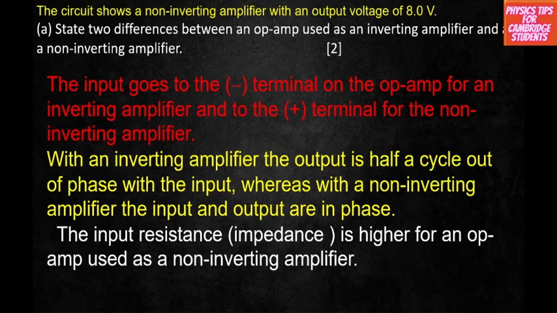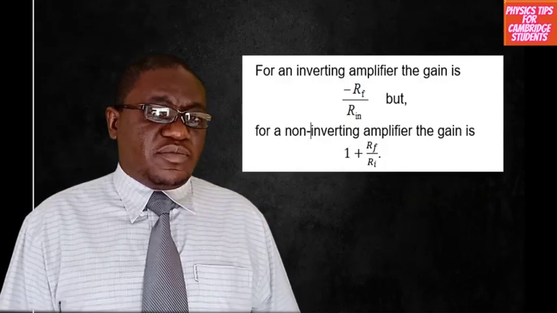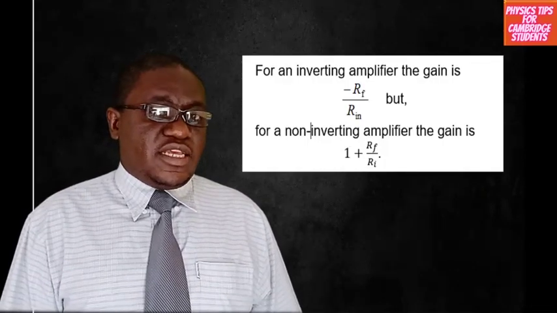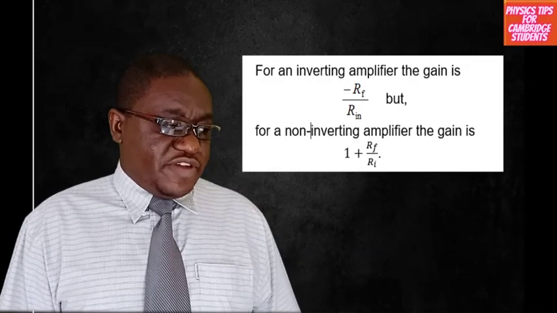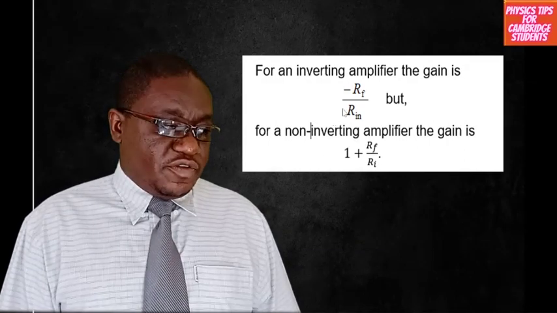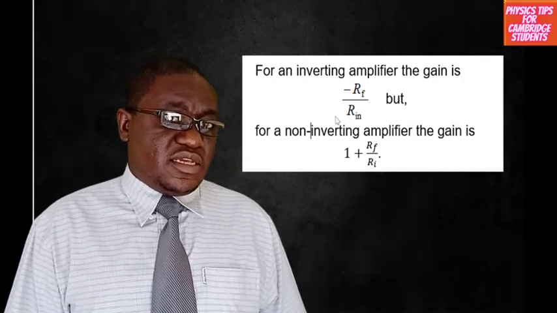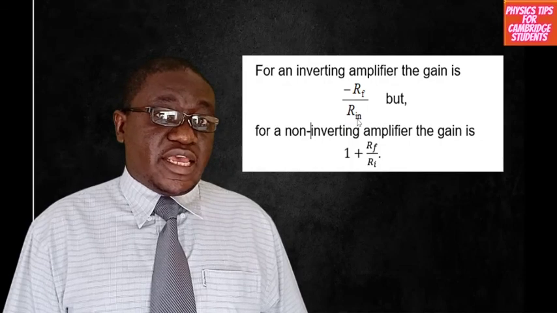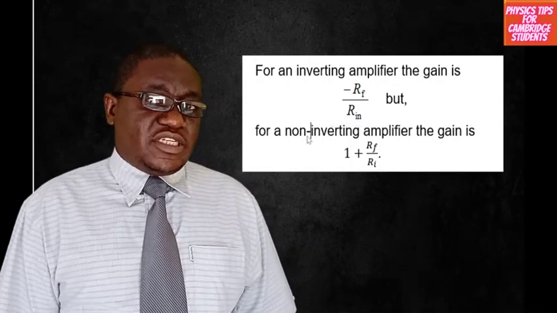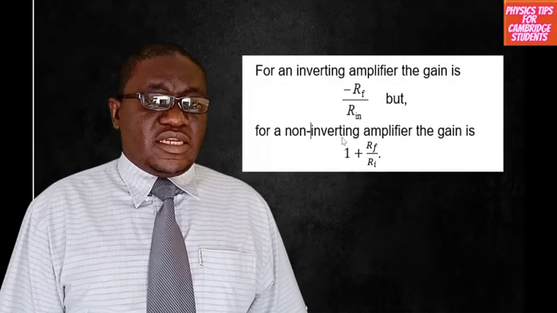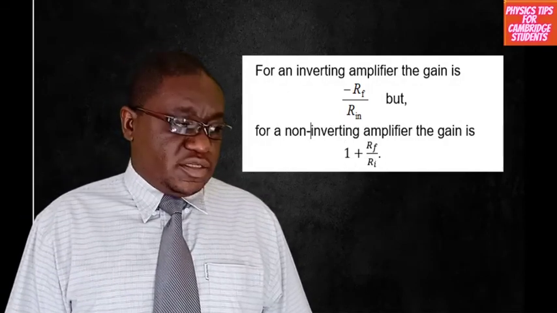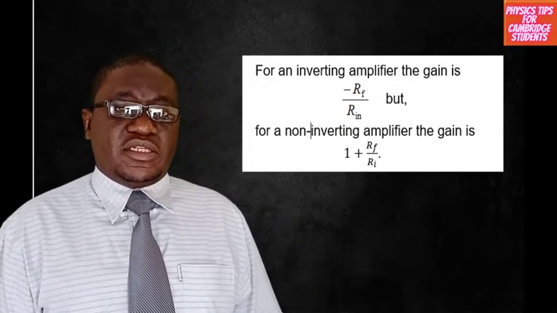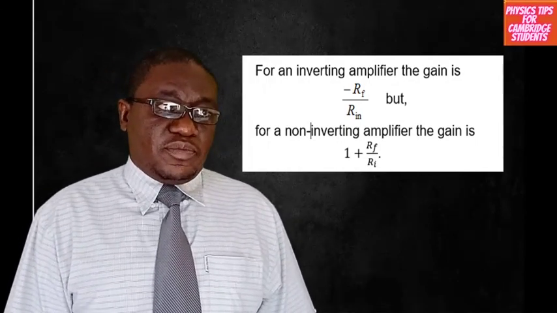The input impedance is higher for an operational amplifier used as a non-inverting amplifier as well. Also, you can distinguish them in terms of the gain. Now, the gain in an inverting amplifier is given by minus RF over Rin, where RF is the resistance of the feedback resistor and Rin is the resistance of the input. Whereas in the non-inverting amplifier, the gain is equal to 1 plus RF over Rin. Remember, RF is the feedback resistor and Rin is the input resistance.